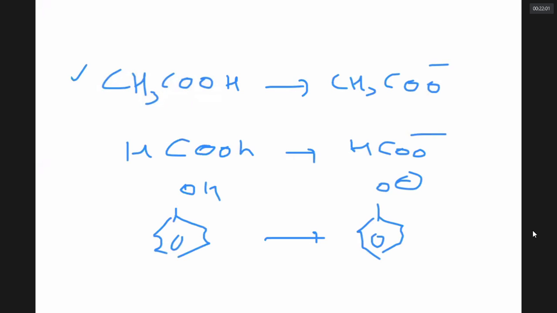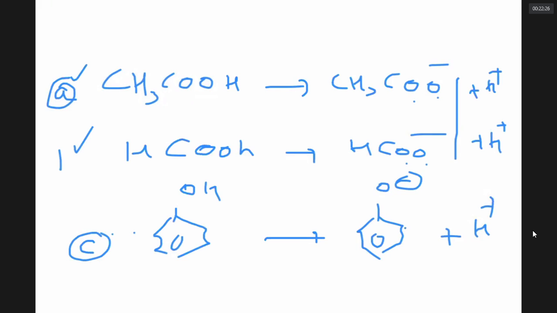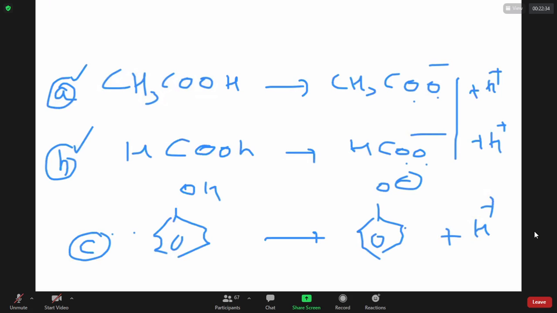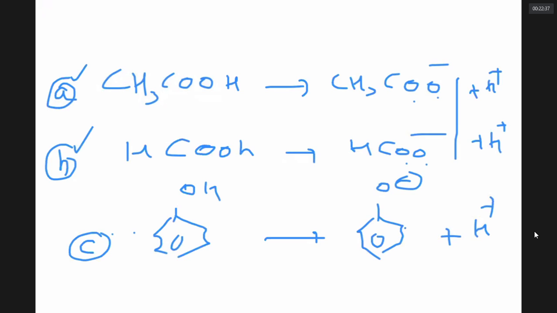Definitely the acetate ion and formate ion are resonance stabilized, and the resonance is happening between identical oxygens. So the resonance effect of acetic acid and formic acid is more than that of phenol, because in phenol resonance is happening between oxygen and carbon, which are different. Definitely C is least acidic among A, B, C, because carboxylic acids are more acidic than phenol or alcohol.